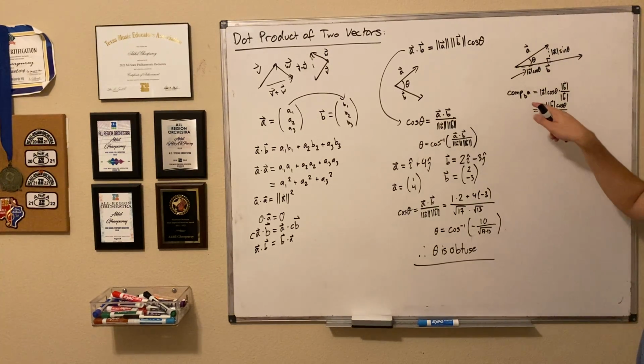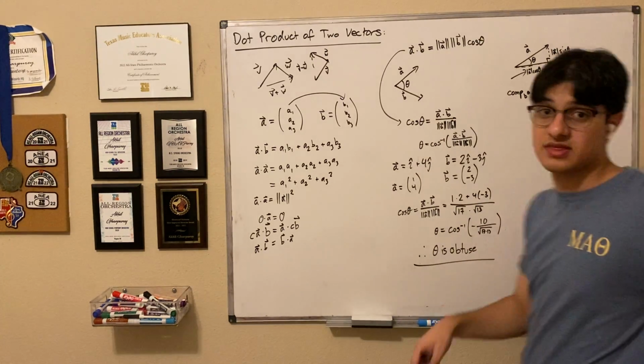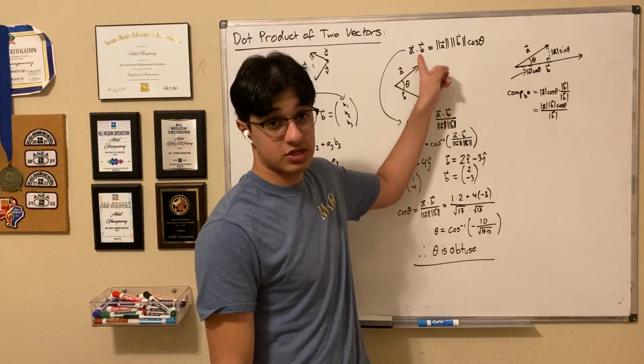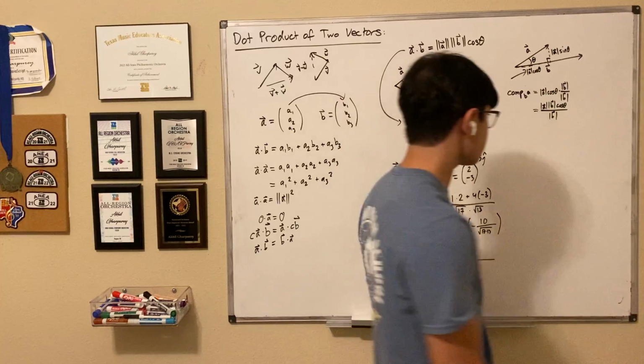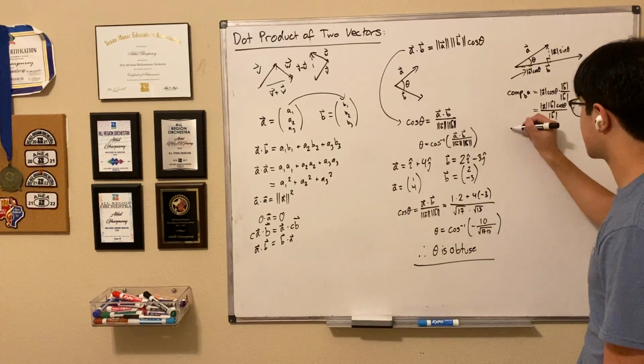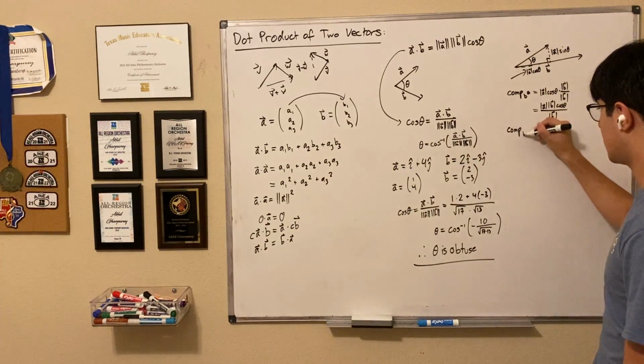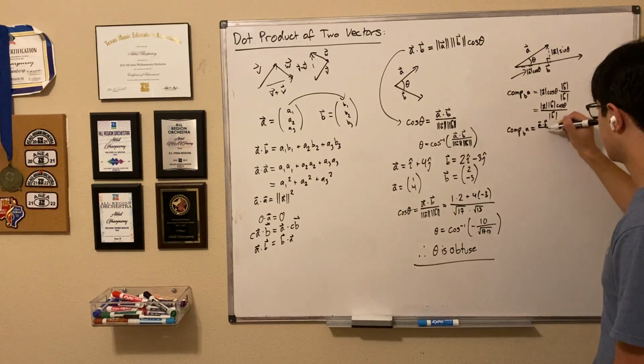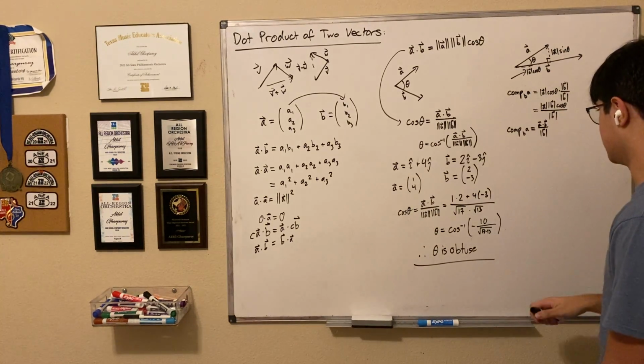Notice here, we have this magnitude of A, magnitude of B, cosine theta; this expression is identical to the dot product of A and B. In other words, we can say the scalar projection of A onto B is equal to A dot B over the magnitude of B.